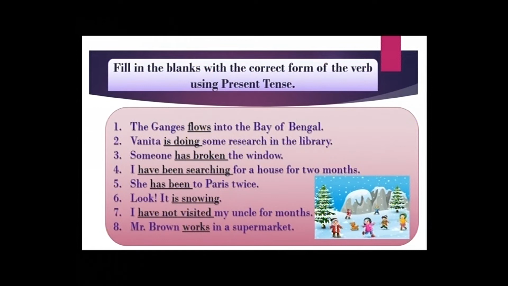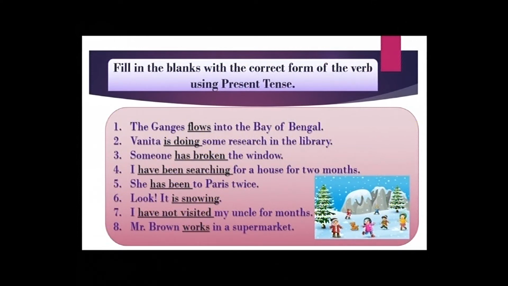Second, Vanita is doing some research in the library. It is present continuous. Third, someone has broken the window. It is present perfect. Fourth, I have been searching for a house for 2 months. It is present perfect continuous.